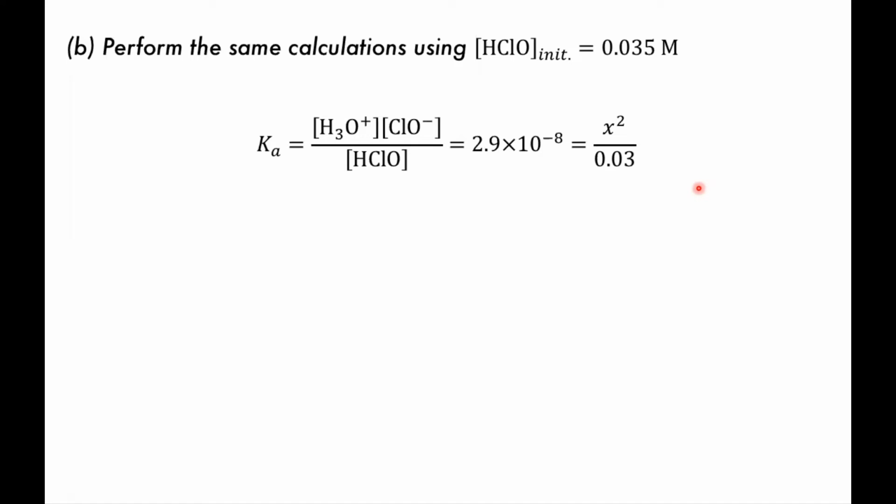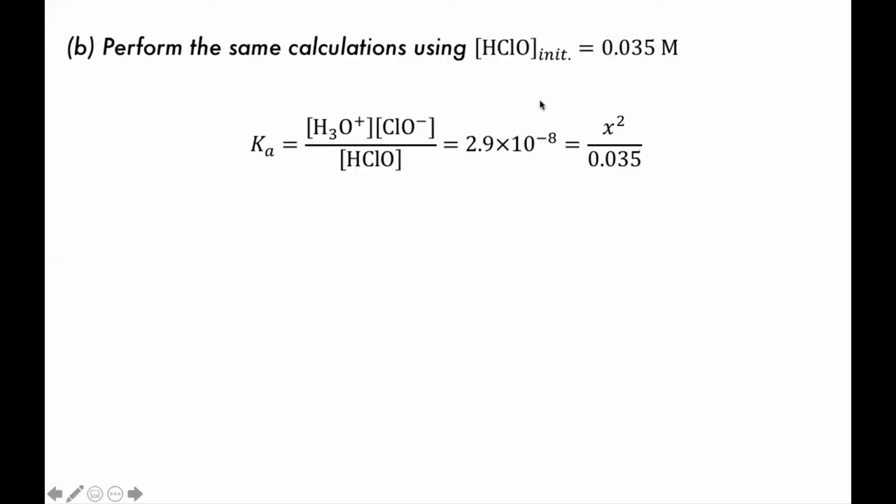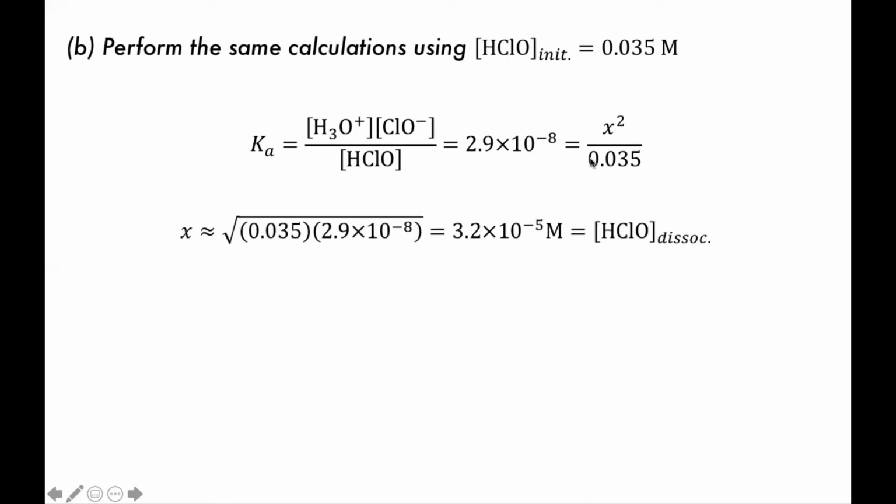And so that's going to be equal to x squared over 0.035 molar. All right, so we fixed that now. So it's now 0.035 as it should be. So that's our expression. Then we just rearrange and take the square root to find our x value, which is going to be equal to 3.2 times 10 to the minus 5 molar, which is going to be equal to the concentration of HClO dissociated.